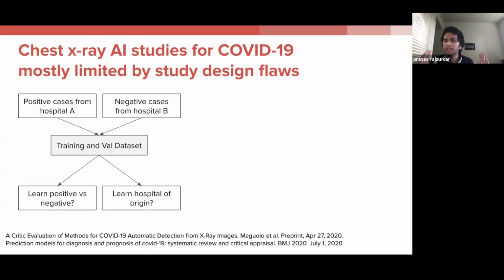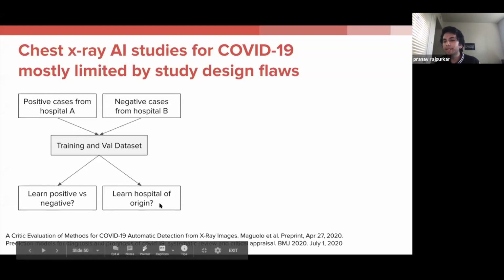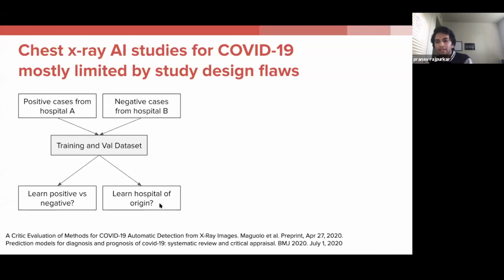People were reporting, I can tell with almost perfect result whether this is a COVID x-ray or not. And there's quite a subtle flaw here, which is that it's impossible to distinguish in certain cases whether what your model is picking up is whether you have COVID or not, or whether it's picking up whether your x-ray is coming from Stanford or from Italy.